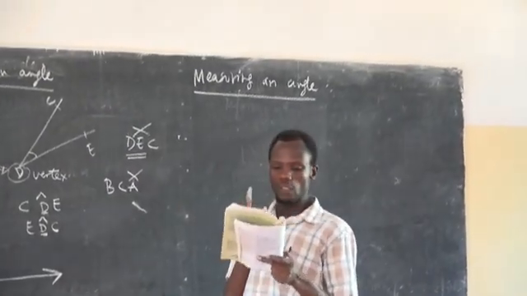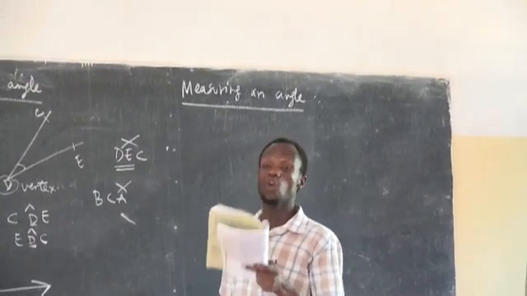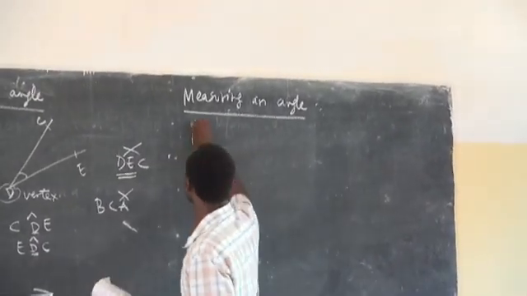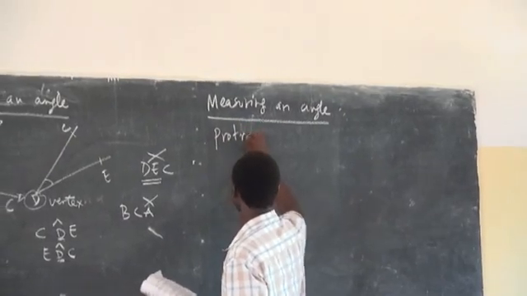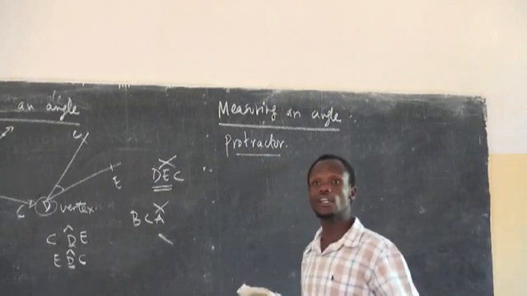Measuring an angle, you should have something to measure with. We use something called a protractor. Protractor. Not tractor.